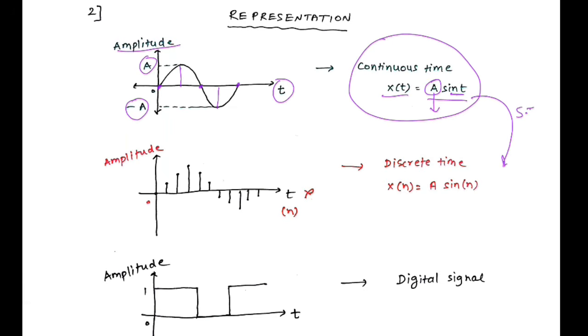If we want to convert this continuous time signal to a discrete time signal, we use the sampling theorem. If you want to understand the sampling theorem, please do comment if you want to understand this topic in depth. Here we will see the representation part. So now my function is x of n equals A sin of n.